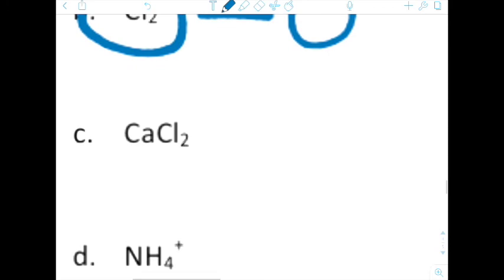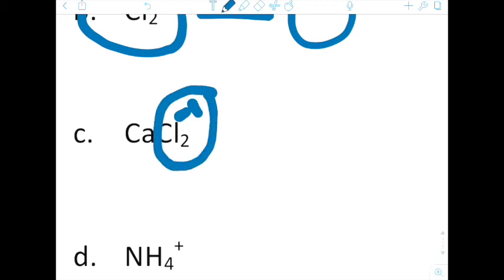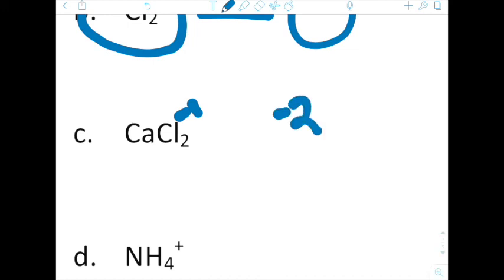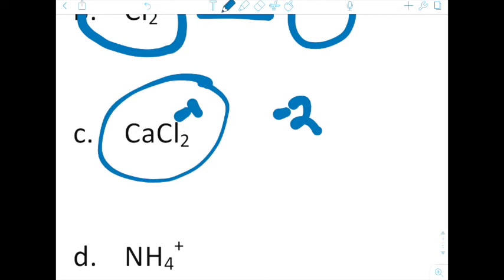When we look at an ionic compound, we know that the anion is going to stay what it is on the periodic table. So chlorine normally has a -1 oxidation number. Since there are 2 chlorines, that means that overall chlorine has a -2 charge. And if the whole compound wants to be neutral, if chlorine is -2, then calcium has to be +2.